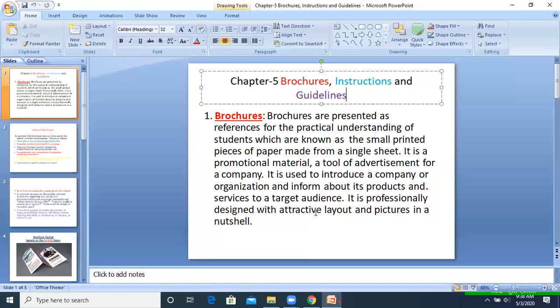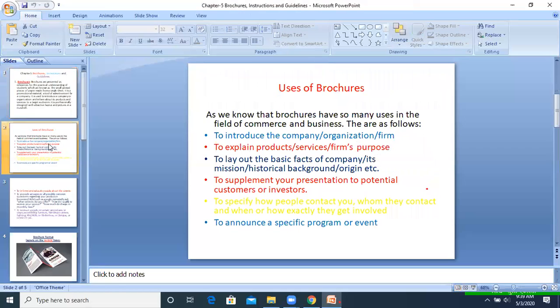Layout means cover. Especially, a brochure can be seen in tri-fold. Tri-fold means it can be folded in three steps. Most brochures look like a tri-fold structure. Go to the next one. I'm going to the second slide.